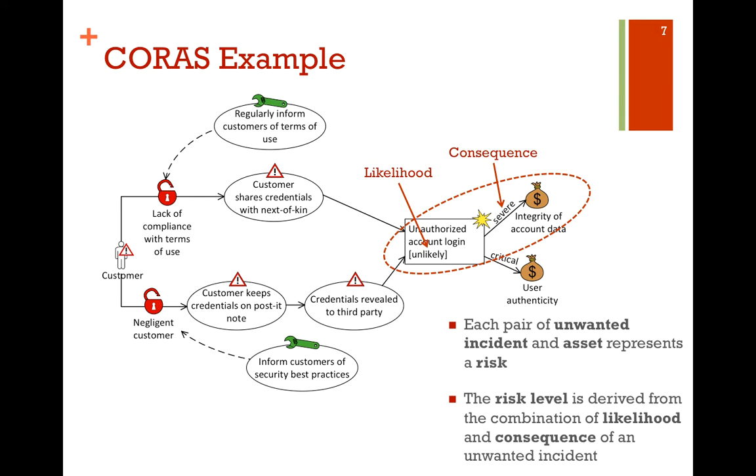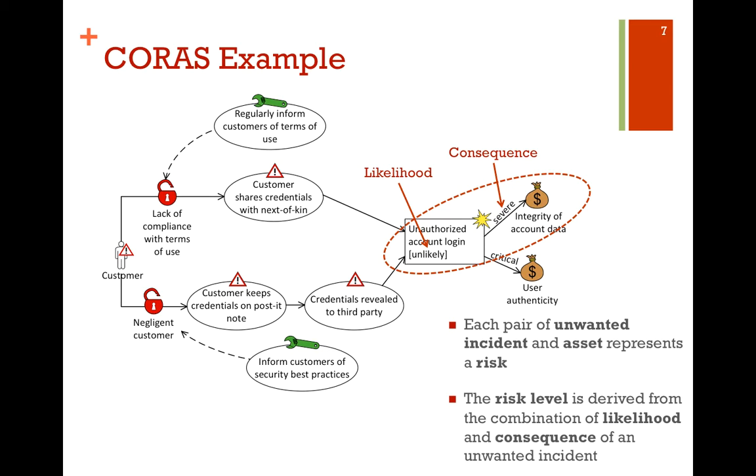Now let's take a look at a CORAS model. The threat customer in this model initiates two possible threat scenarios. In the first scenario, the customer exploits the vulnerability, lack of compliance with terms of use, to initiate the threat scenario customer shares credential with next of kin. In the second scenario, the customer exploits the vulnerability negligent customer to initiate the threat scenario customer keeps credential on post-it note, which leads to the threat scenario credential revealed to third party.